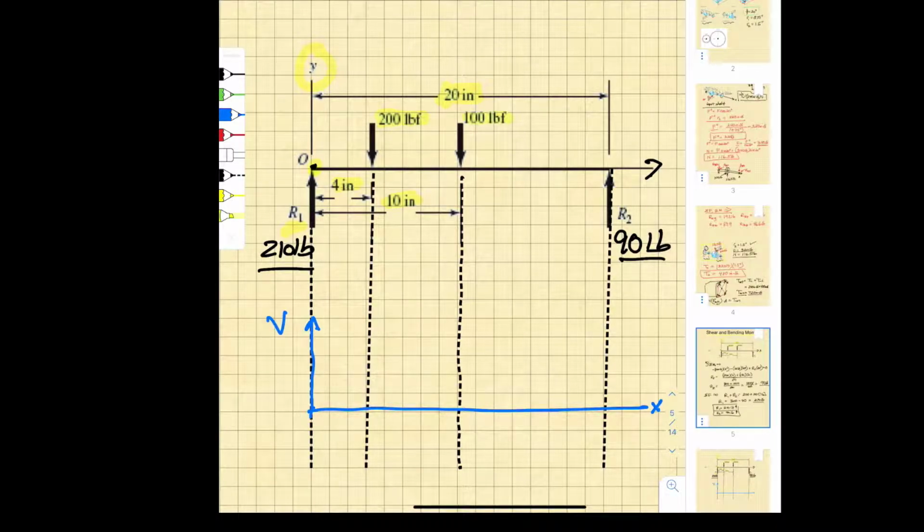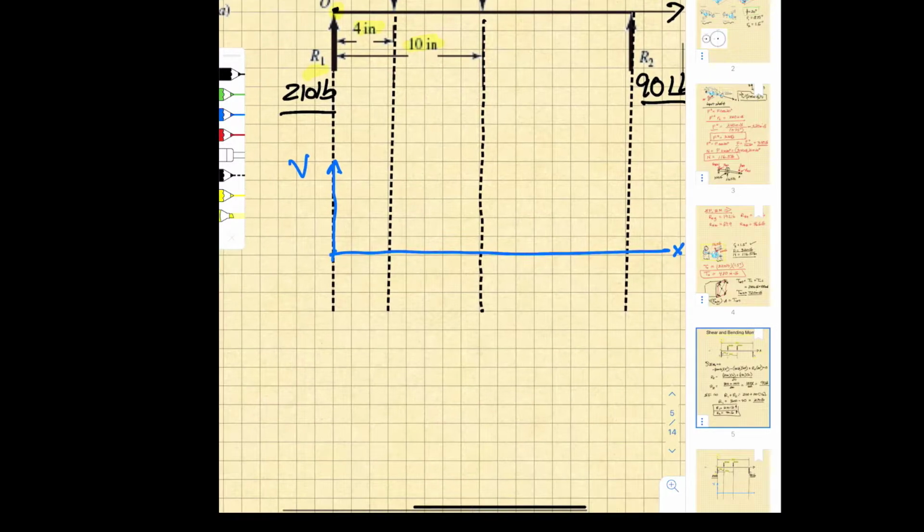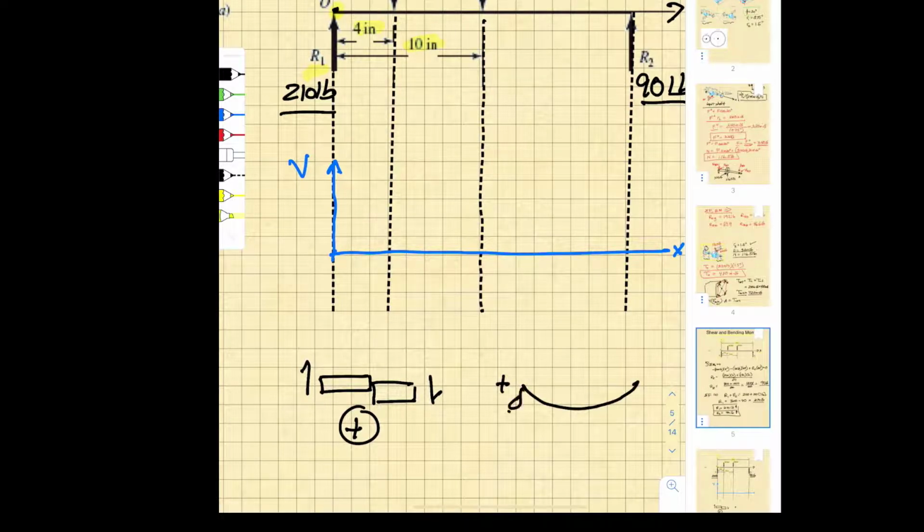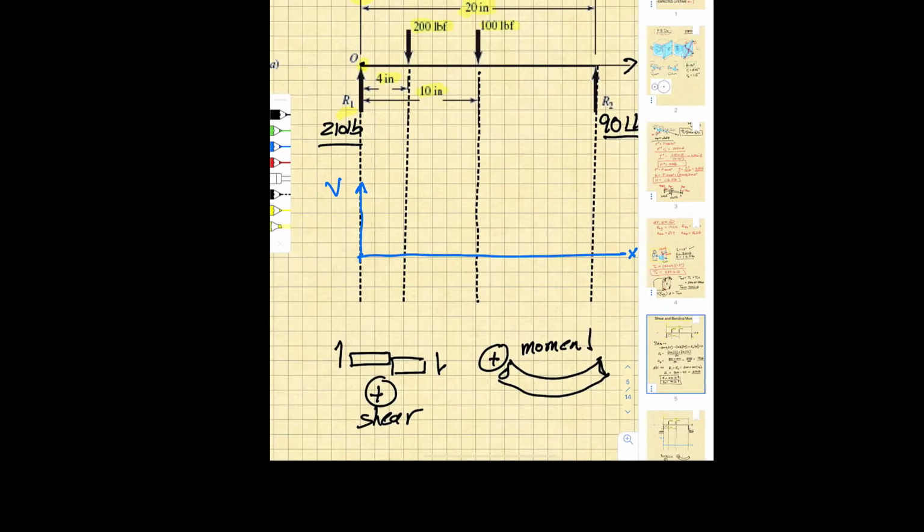So what do we know? First, the most important thing that we have to sort out is what is a positive shear. And so we're going to define a positive shear as a shear that does something like this. That's positive shear. We also define positive bending moment as something that causes the beam to smile. You all know about that. So that's positive moment, and this is positive shear over here. This is positive moment here.